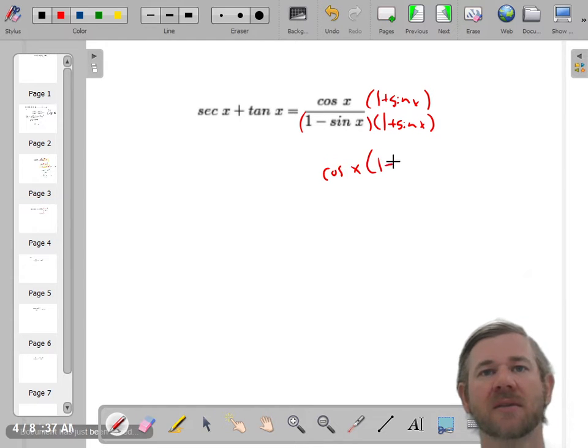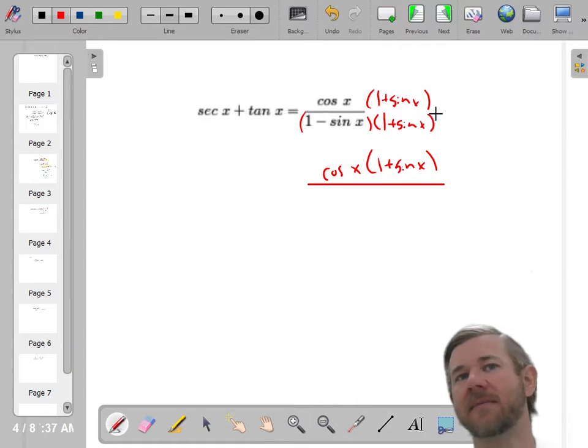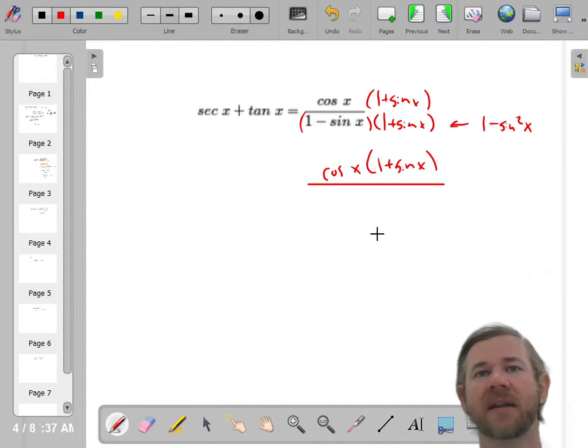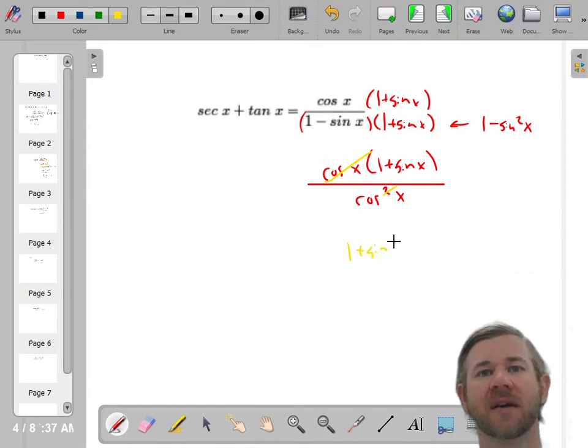So cosine x, 1 plus sine x. And now in the denominator, this is the same thing we just did. This is 1 minus sine squared x when you expand it, which is cosine squared x. So this cancels out, and you have 1 plus the sine of x over the cosine of x.